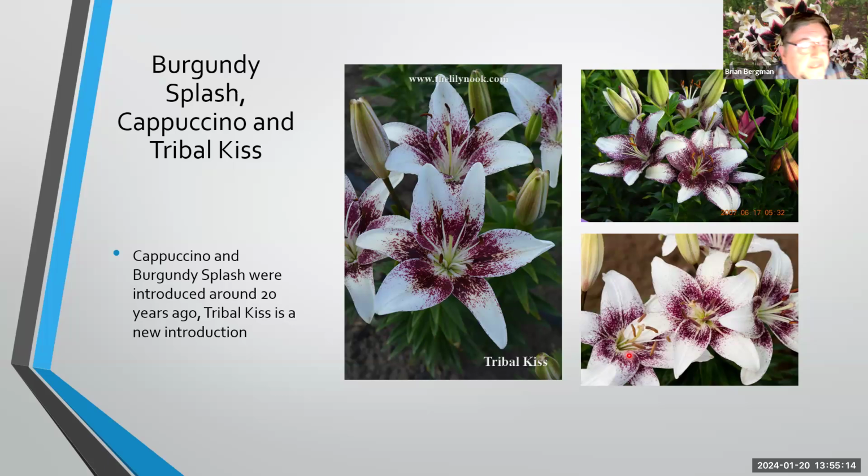Now, the one on the left is one that's been introduced recently. It's still in production from the Dutch, and it's Tribal Kiss. And you can look at the difference in the shape of the petals, and also there's a little bit of brownishness right at the edge of the tango coloring. So you have to look at little things to tell what lily you have. Next.